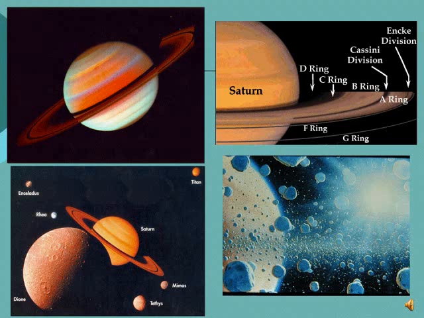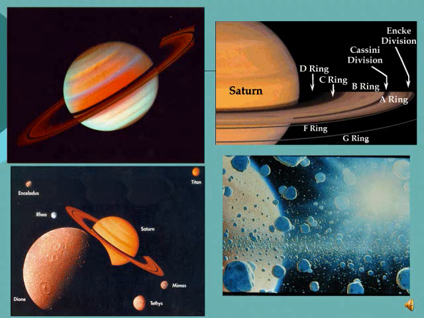The top left and the top right are actual telescopic pictures taken with the Hubble Space Telescope. The bottom two are computer generated. You can see on the bottom left the moons that travel around Saturn. On the upper right, you can see the different rings and the divisions, and basically we have A ring through G ring, and then you have two different major divisions in it.